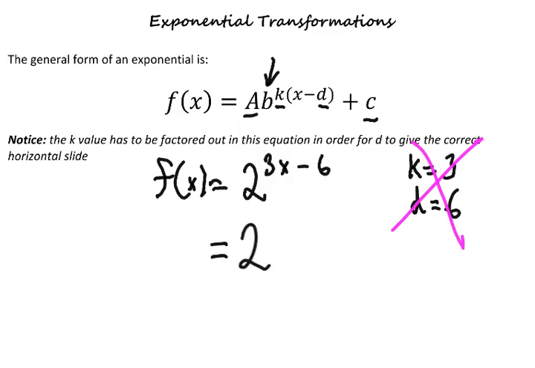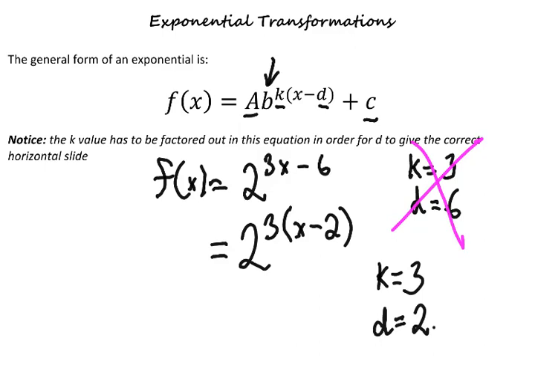So you need to rewrite this as 2 to the 3 times (x minus 2), right? When I factor the 3 out of this, I would get x minus 2. Then I can write down K. K is the 3. And D is the 2. So my horizontal slide is a slide by 2, not 6. So just something to watch out for.